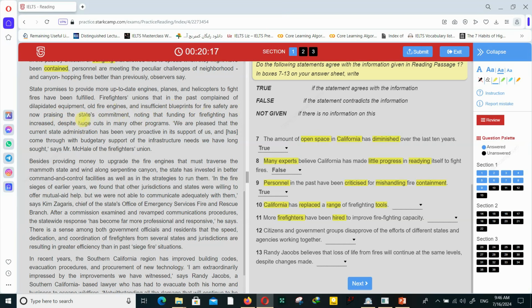We are pleased that the current state administration has been very proactive in its support of us and has come through with budgetary support of the infrastructure needs we have long sought.